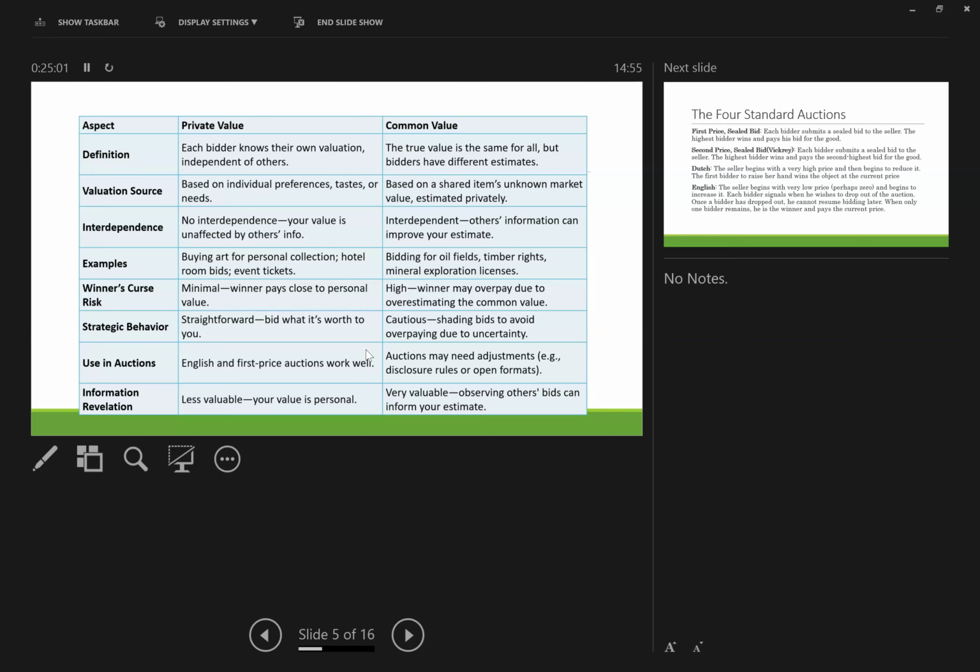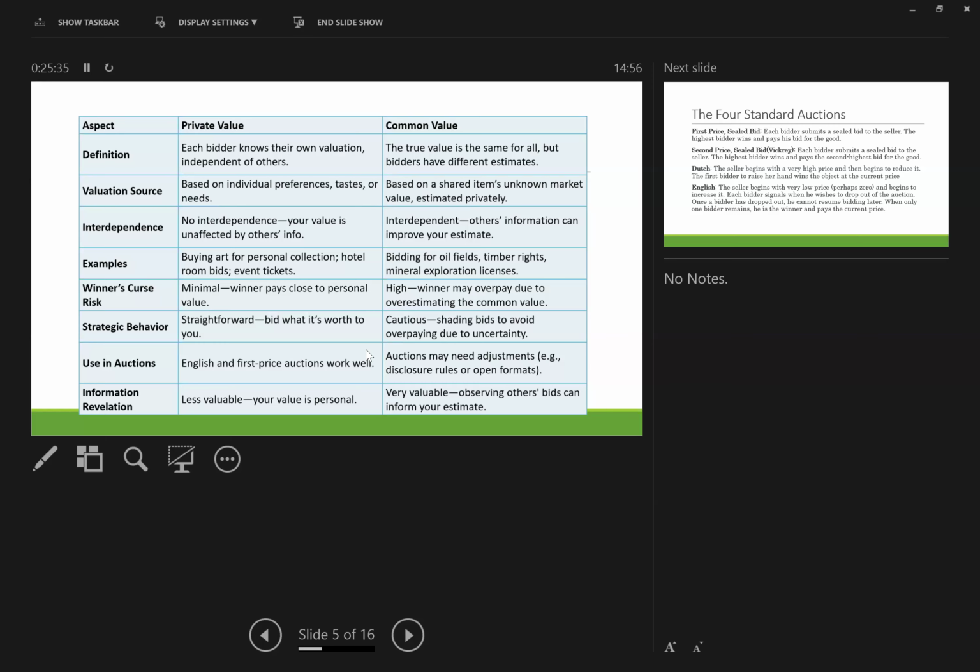But for the common value, it is the same for everybody, because the value is the same in this case. But the bidders have different estimates, and they normally have different estimates because they have no idea of the true value of the item. If it comes out, 10 billion is 10 billion. 10 billion for you is 10 billion for all of you at the end of the day. But you have no idea how much it's really worth, and so you would have to have some estimates in order to do your bidding.